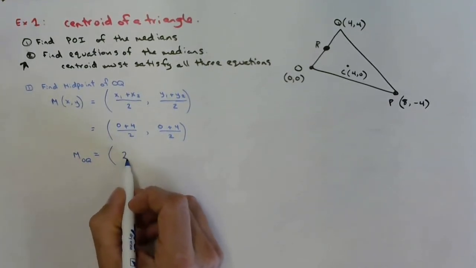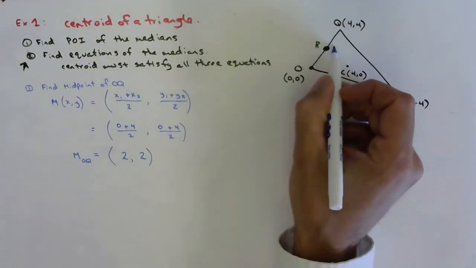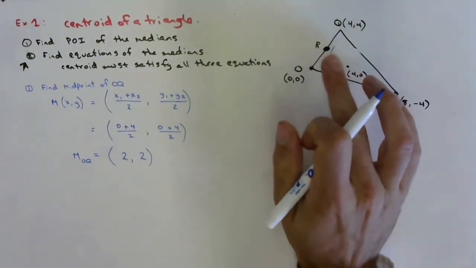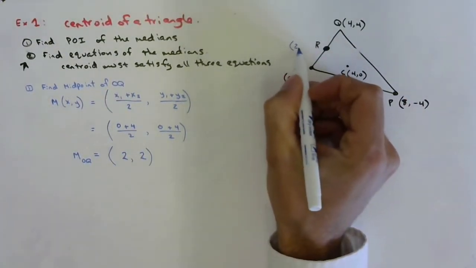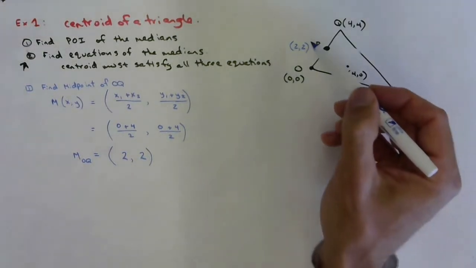4 over 2 is 2. 4 over 2 is 2. So that tells me that point R here is at (2, 2). You can go ahead and add that to your diagram. Probably not where I added it because it's going to be in the way. (2, 2). And if you want, you can go ahead and draw that line.